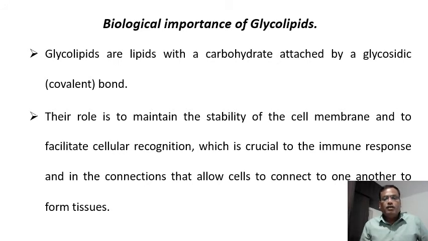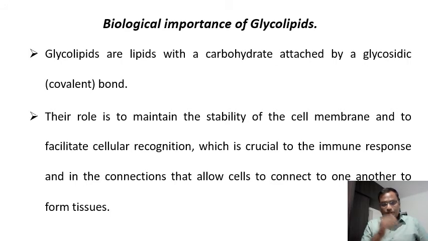Glycolipids, here we study the glycolipids. Glycolipids are lipids with carbohydrate attached by the glycosidic bond. Now they have a role to maintain the stability of the cell membrane and to facilitate cellular recognition. Now we know that there is something called cellular recognition. So that is achieved by the glycolipids. So glycolipids are mainly found on the surface, on the outer surface of the cell, and they mainly function as receptors.